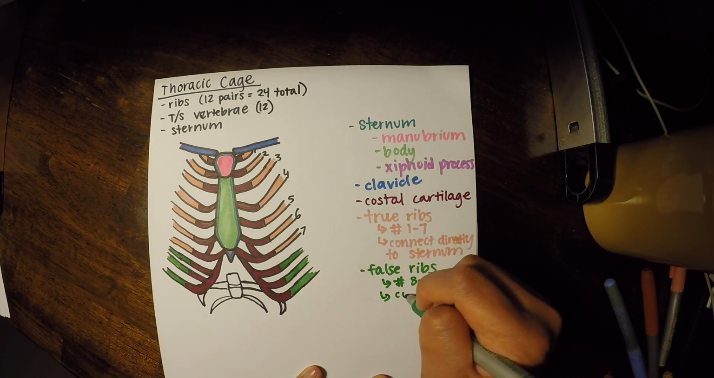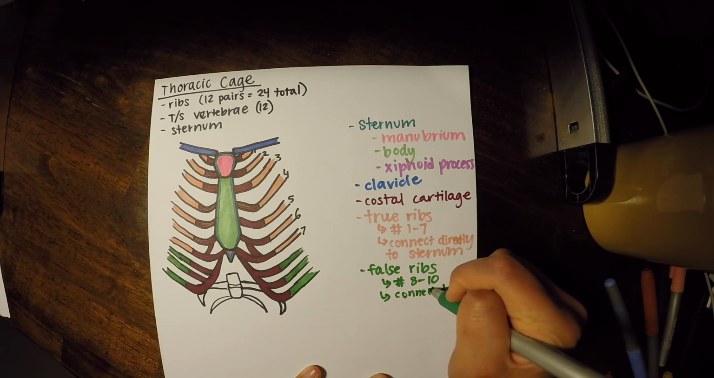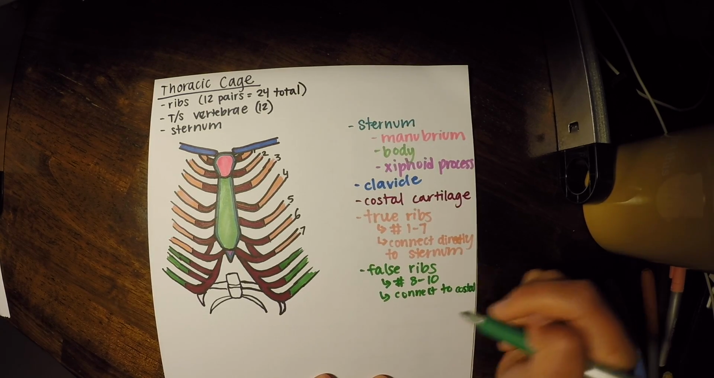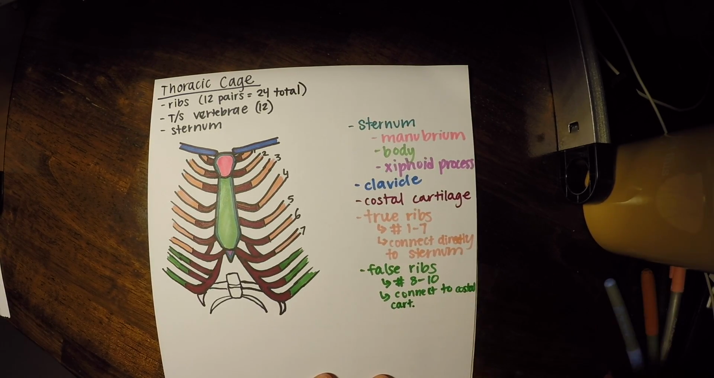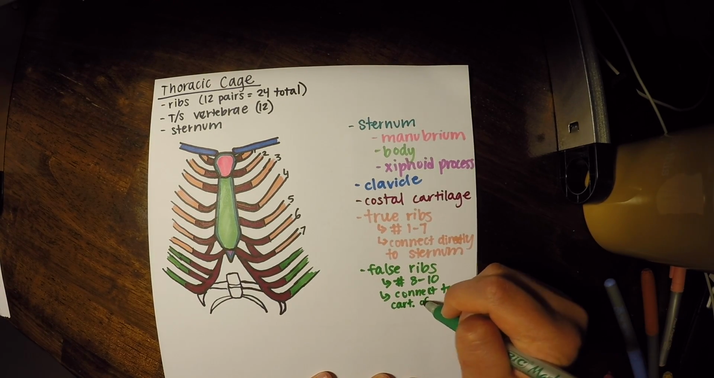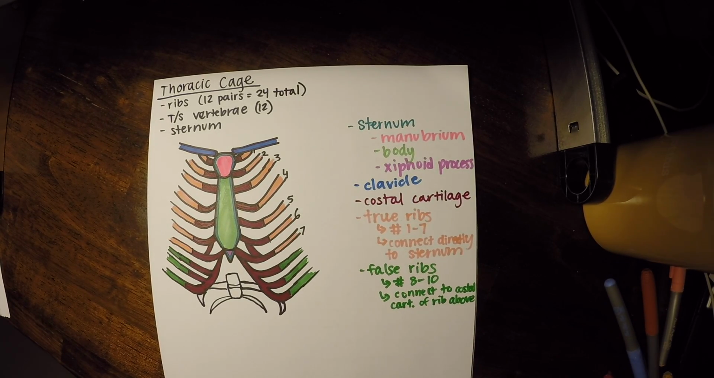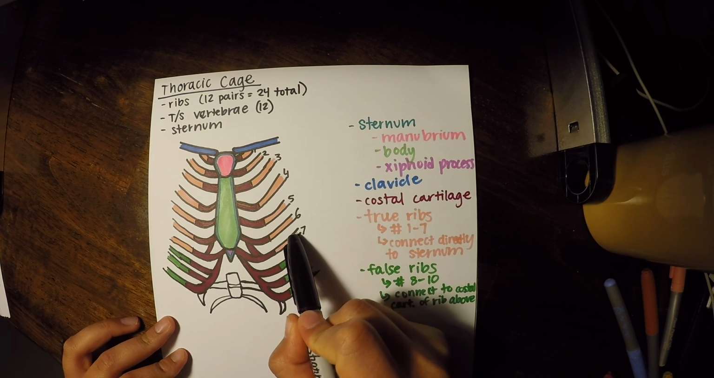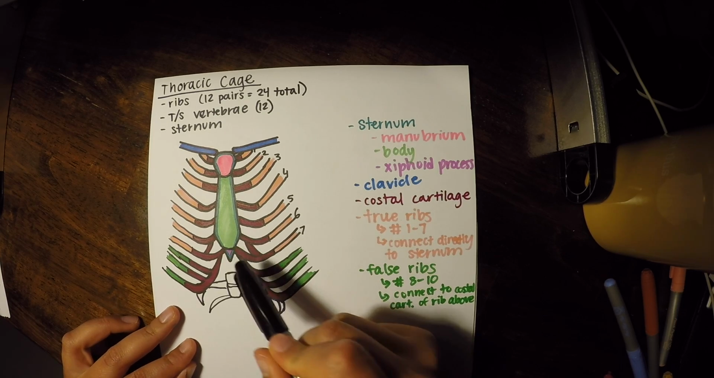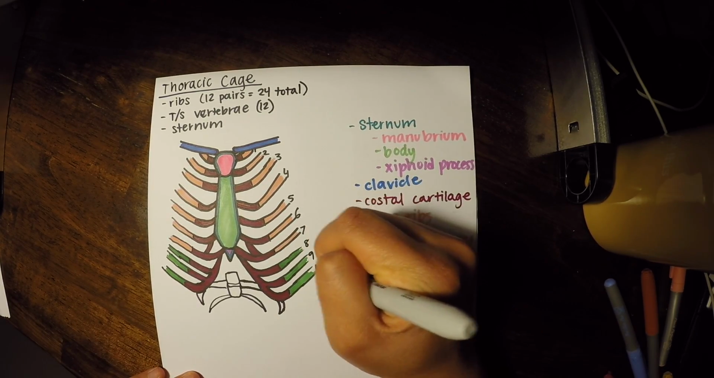And they connect to costal cartilage of rib above. I'm just saying costal, that means costal cartilage. So as you can see here, rib 7 still connects to costal cartilage that attaches directly to the sternum. Now starting with rib 8, let's label it 8, 9, 10.